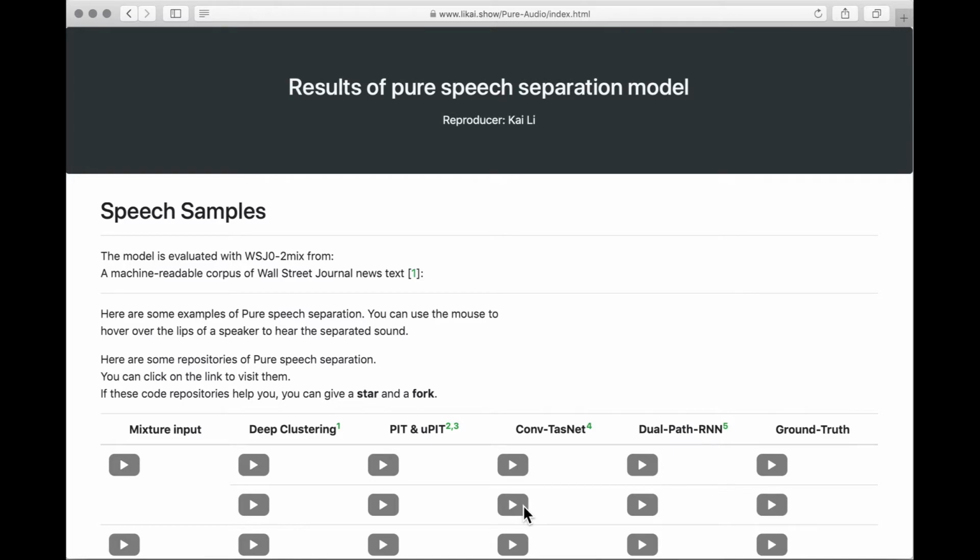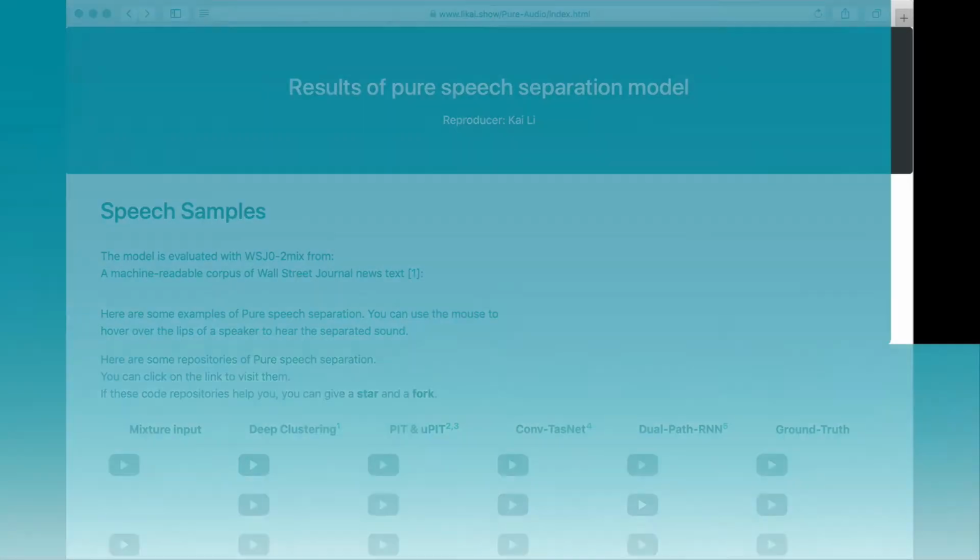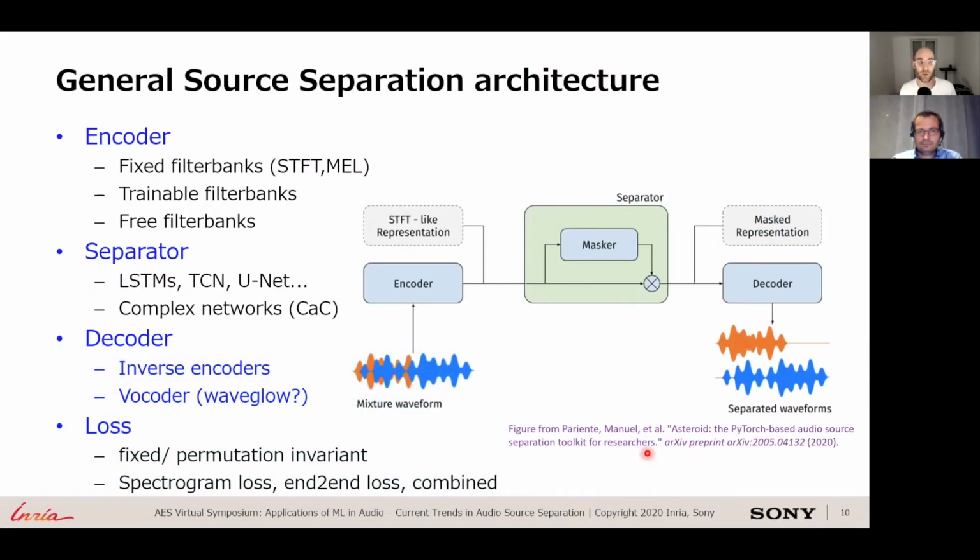I think that's a major improvement. Okay, so let's go into a general source separation architecture like the Conv-TasNet, but the principle holds to many other networks as well. So almost all of them now consist of an encoder, which encodes a segment of the mixture waveform to some kind of time frequency-like representation. Then, of course, we have a separator.